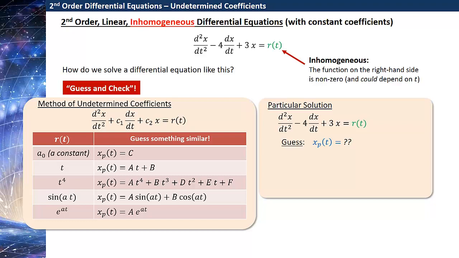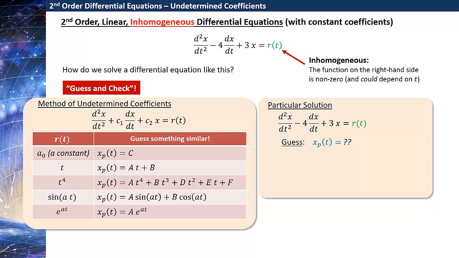If r of t on the right-hand side looks something like t, just depends linearly on t, then we would guess something that looks linear in t. So we're guessing something that looks similar to the function that we had on the right-hand side. In this case, I don't just include a times t, I would include a times t plus b. And that rule holds more generally.